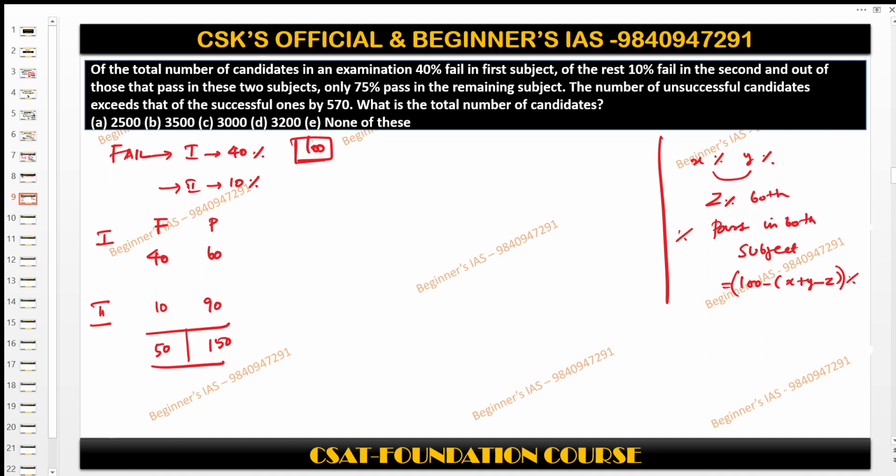After this, find out the total number of students. Okay, you are saying that the total number of students failing in both the subjects. Student failing in both subjects, how much? 54. No, failing in both the subjects.